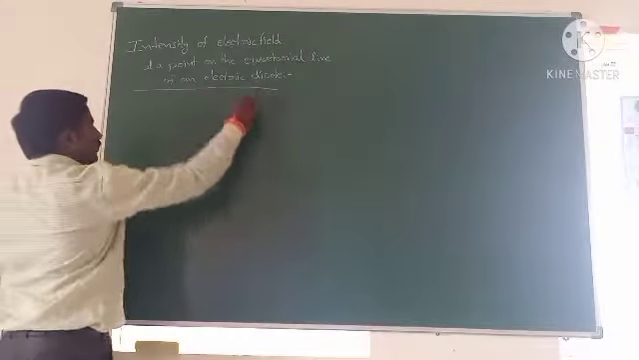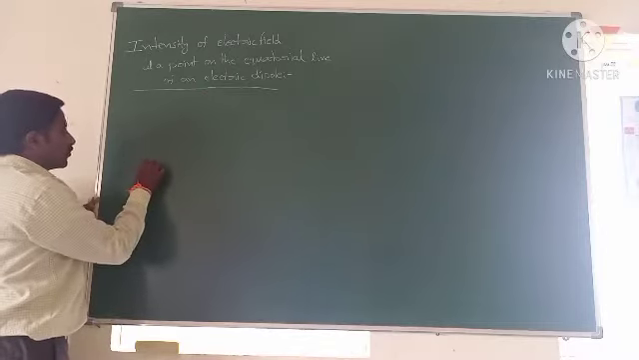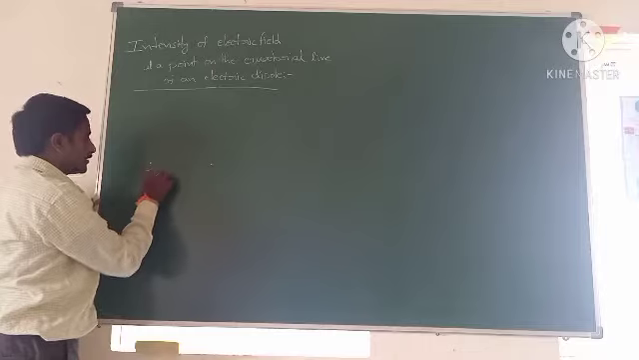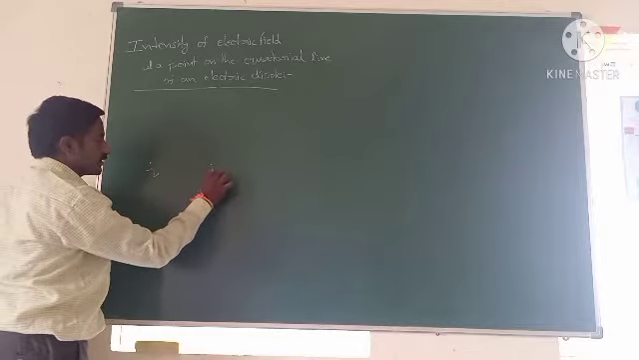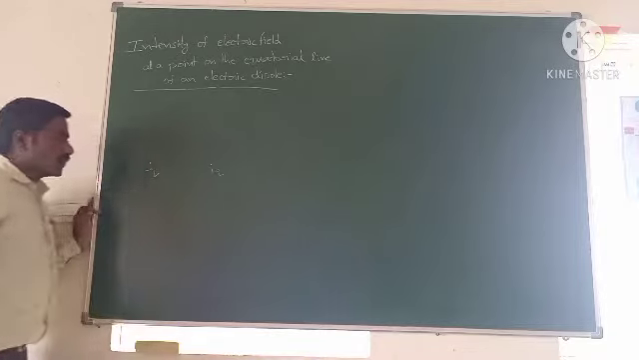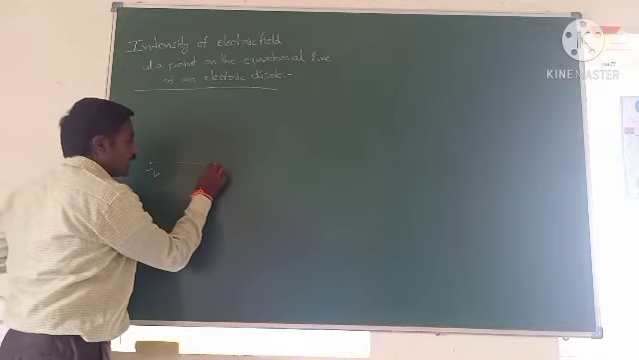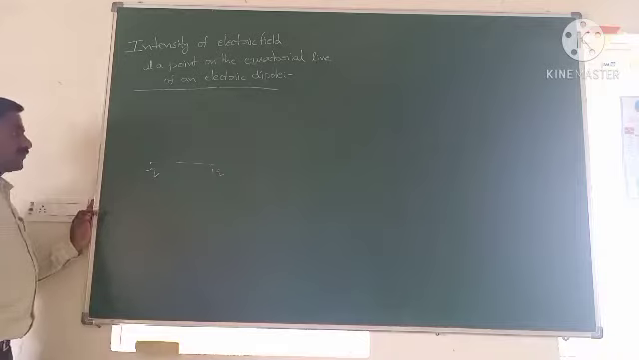So, electric dipole. Electric dipole means what? Two equal and opposite charges separated by 2a distance. This is minus q charge, this is plus q charge. So the distance of separation is 2a. This line is called the dipole axis.